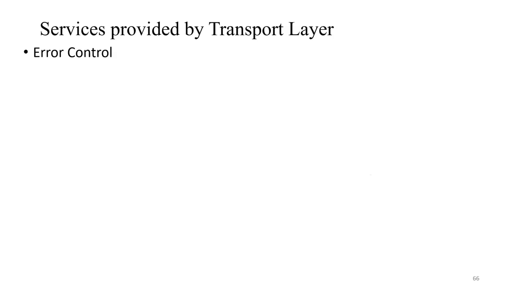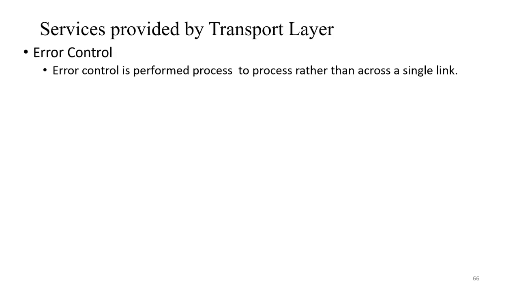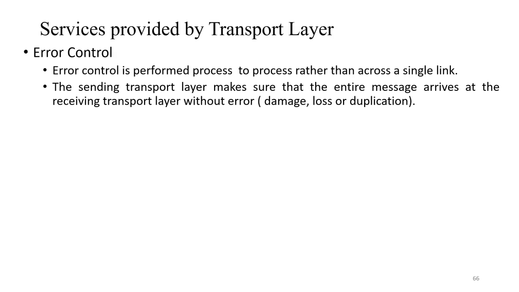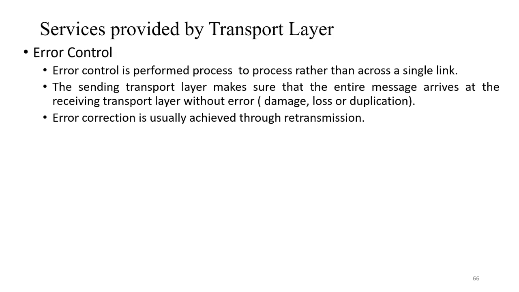Next one is error control. Error control is performed process to process rather than across a single link. That is, from a specific process on sender side to a specific process on receiver side rather than host to host. Here in this case, the sending transport layer makes sure that the entire message arrives at the receiving transport layer without any error, means without any damage, without any loss, or without any duplication. So error control is usually achieved through retransmission of those messages which were lost or which were damaged.